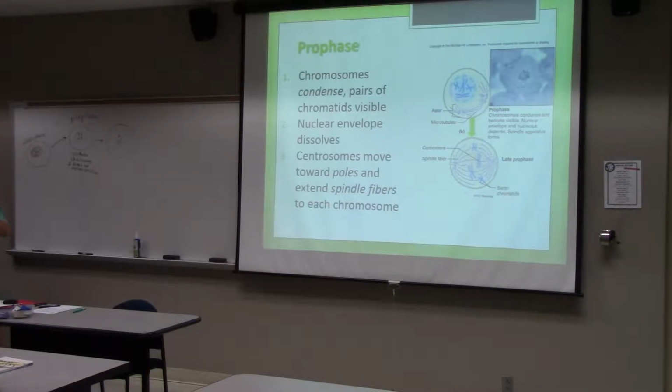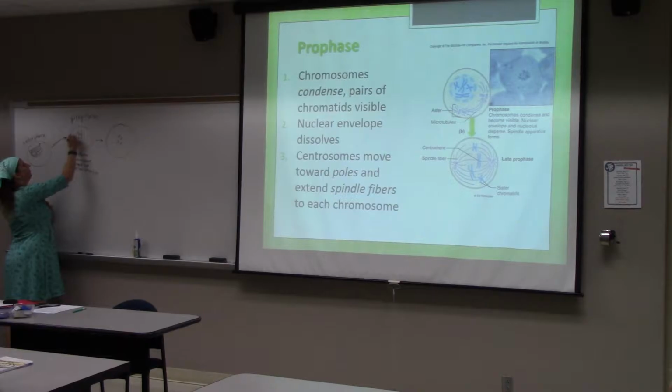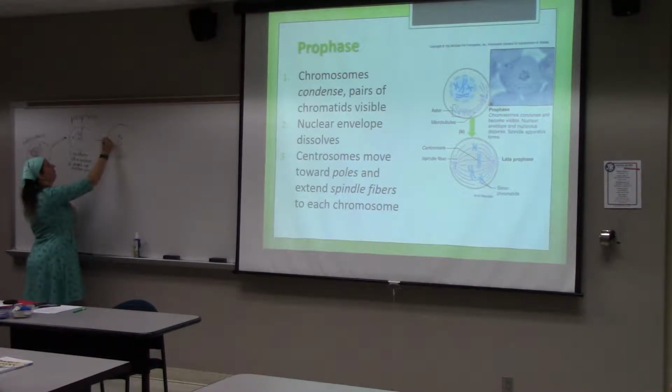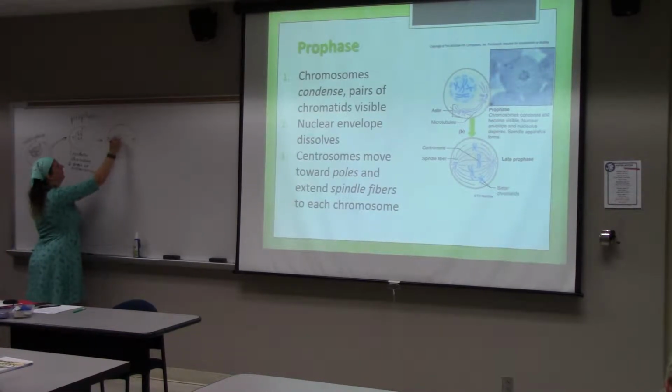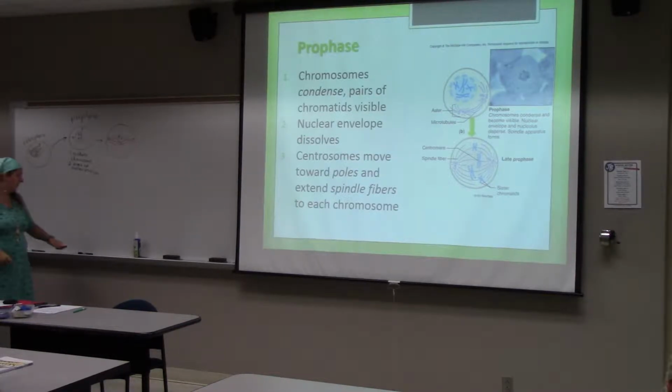But in order to control them and move them around, we need our centrosomes. Near the end of interphase, the cell makes a second set of centrioles. In prophase, they move to opposite ends of the cell. We call those the poles, and they send out a string, which is a piece of cytoskeleton called a spindle fiber, to attach to each chromosome.